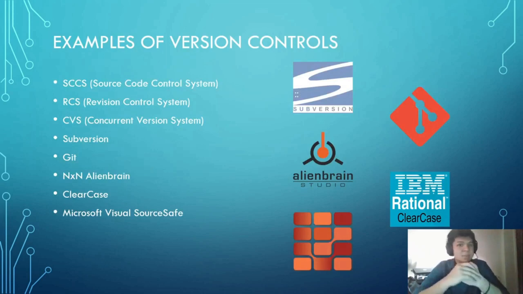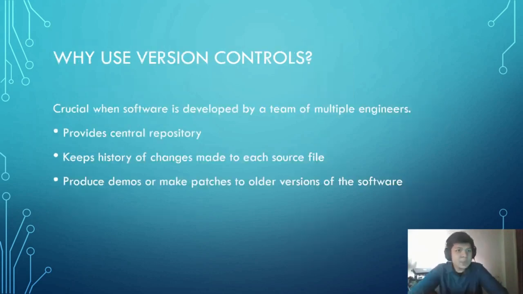These are examples of version control. There are a lot of them, but the most famous ones are Subversion and Git. So why do we use version control? Well, it is very crucial because when developing software with multiple engineers, you need version control because it provides a central repository. Second, it keeps a history of changes made to each source file, and third, it lets you produce demos or make patches to older versions of the software.